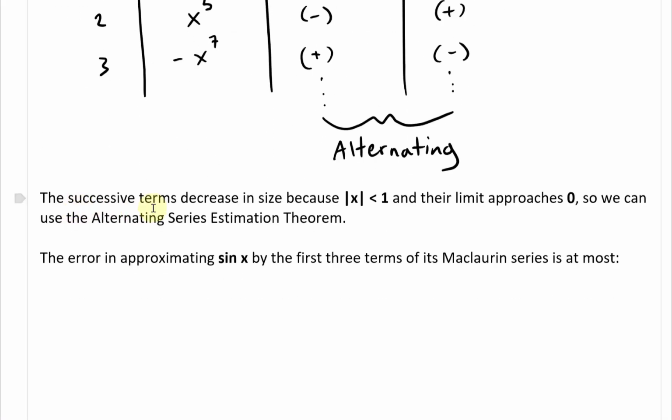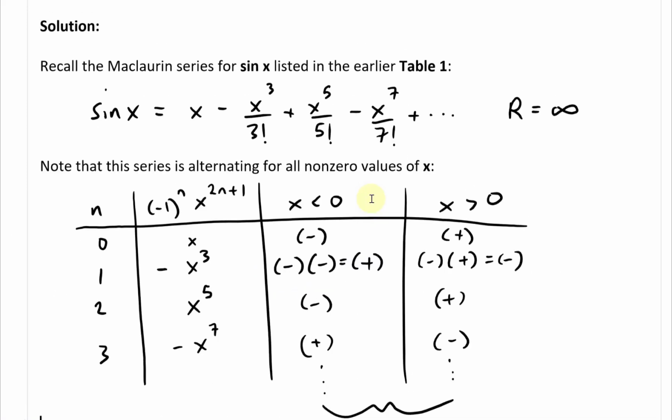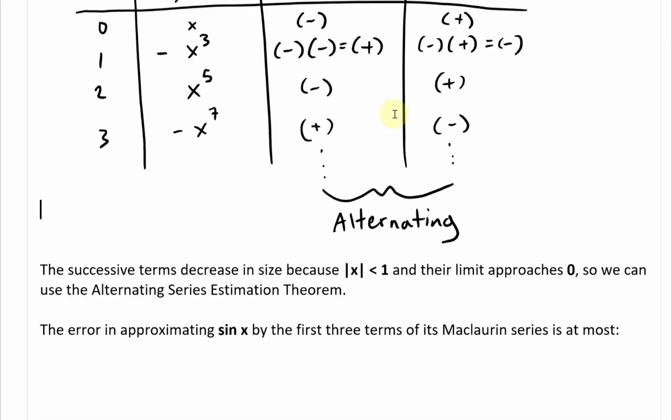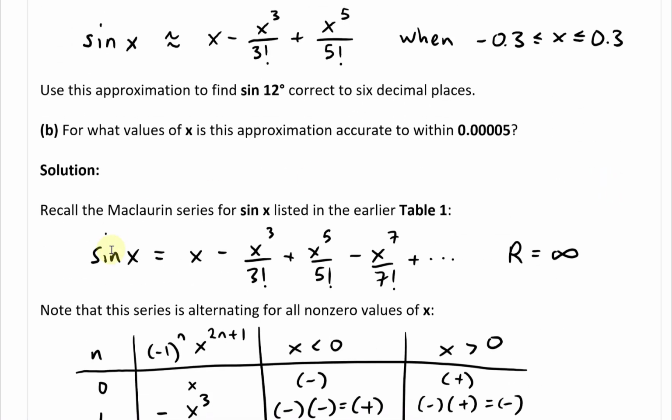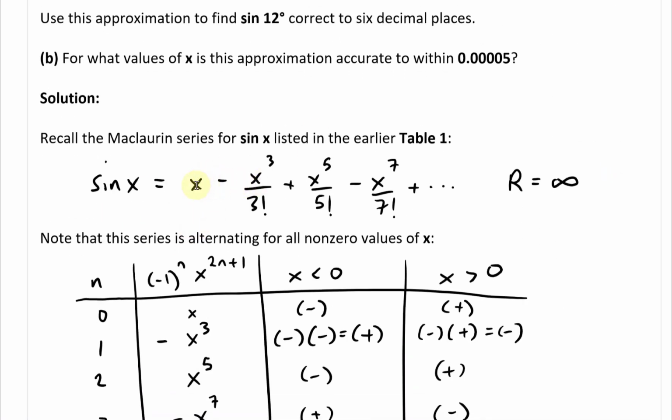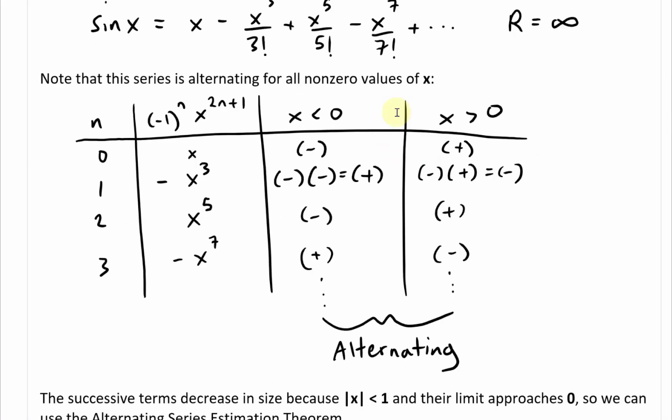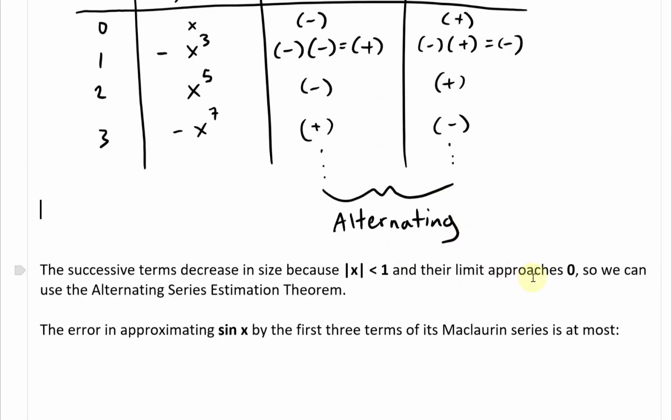Alright, so now going further, the successive terms decrease in size because the absolute value of x is less than 1. These terms, x, then x cubed, x to the 5, because the absolute value of x is less than 1, say 0.3, between negative 0.3 and 0.3, that means you're also going to be multiplying by fractions. For example, 0.3 times 0.3 is going to be smaller than 0.3. Also going to get smaller, smaller, smaller, and this is approaching zero as this power goes to infinity. So you're just multiplying by more and more of a fraction, and their limit approaches 0.